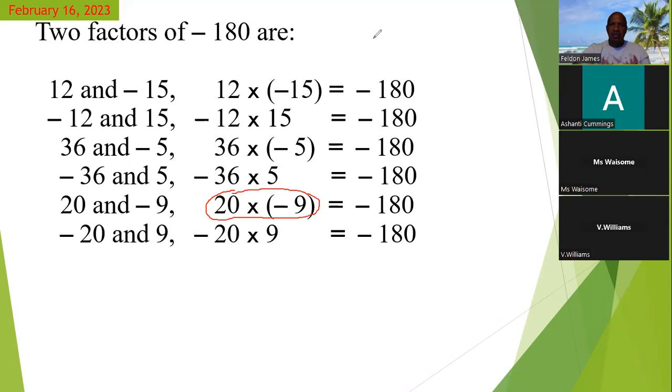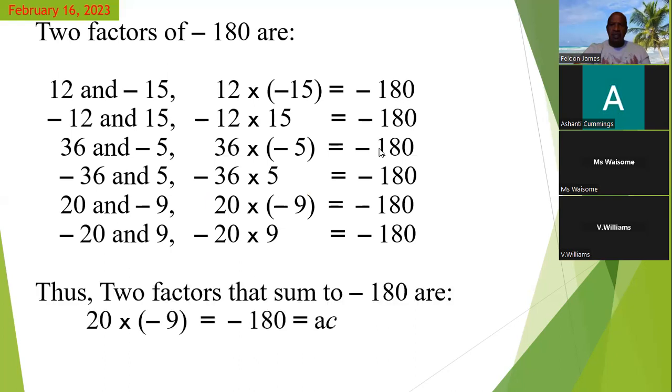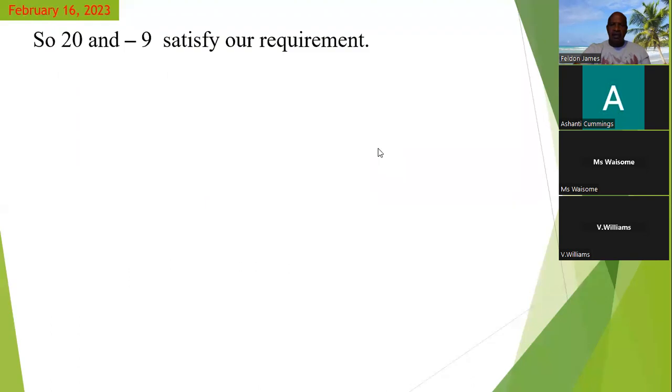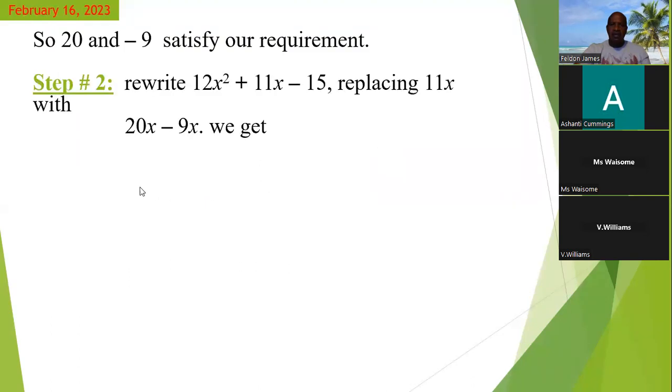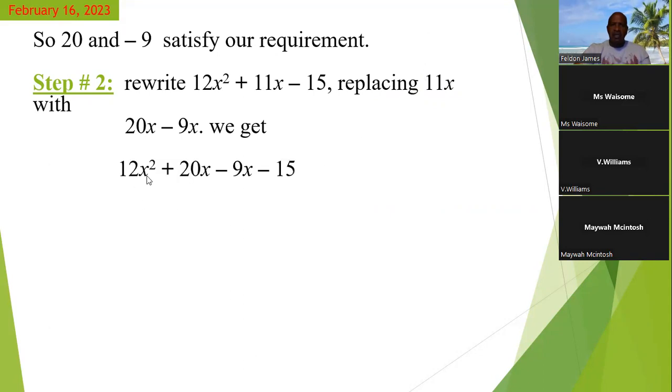All right, so those are the two factors that we'll be substituting in the expression, writing them in terms of x. So we would have 20x minus 9x. So we're going to replace the 11x with that 20x minus 9x. We just remove the 11x and then we put 20x minus 9x. So that gives us a 4-term expression.